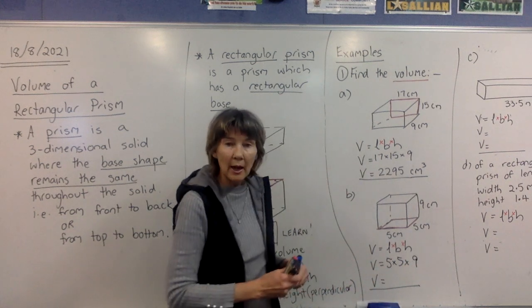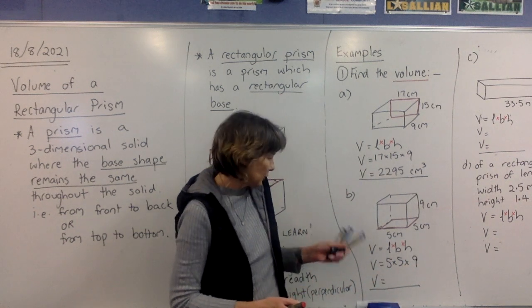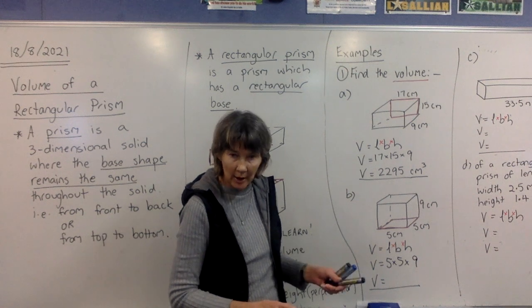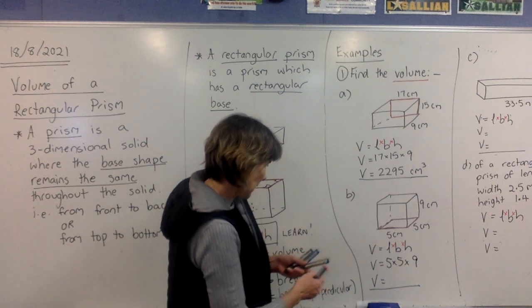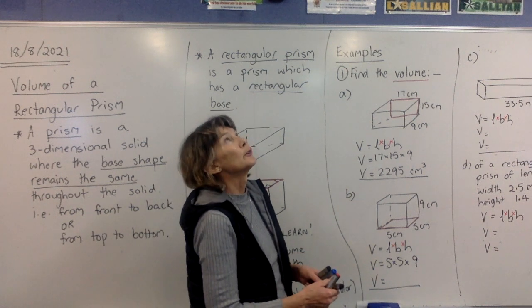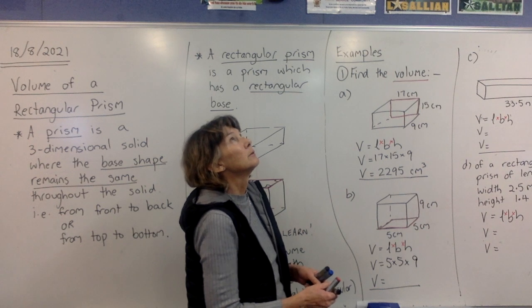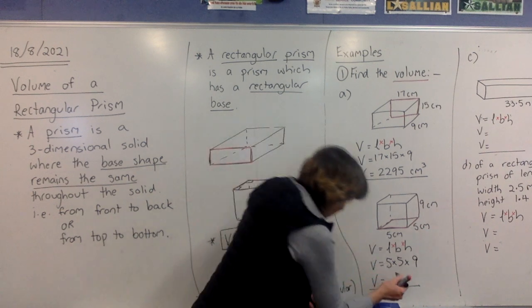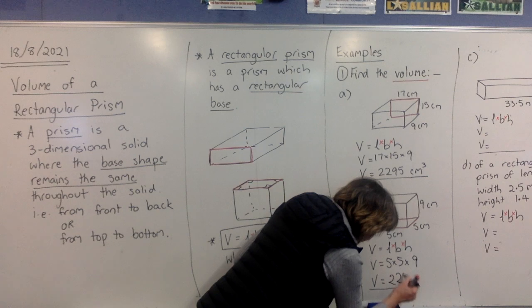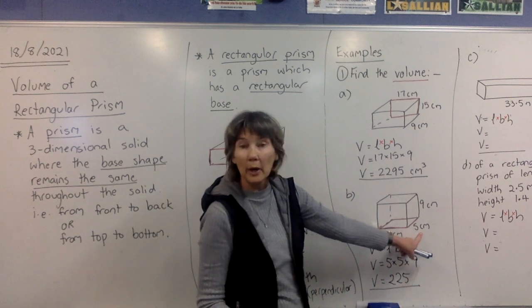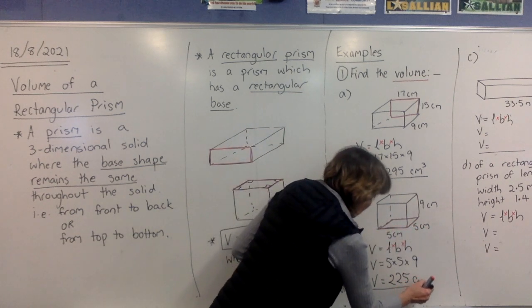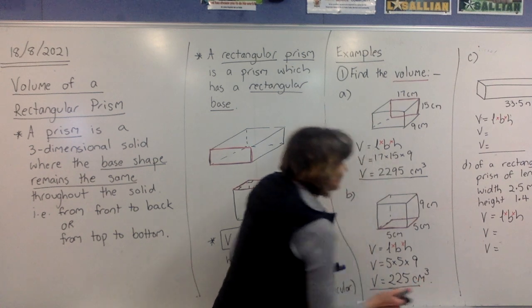So then you go to your calculator and you put in 5 times 5 times 9. And if you do that, I'm going to try and do it in my head and see if I can get it right. We're going to get 225. Then we're going to write centimetres cubed for volume.